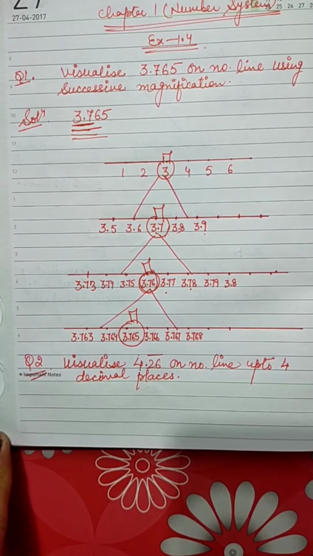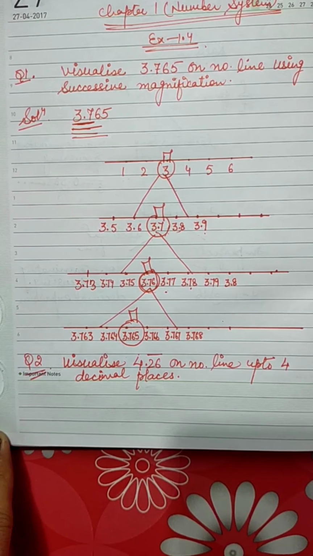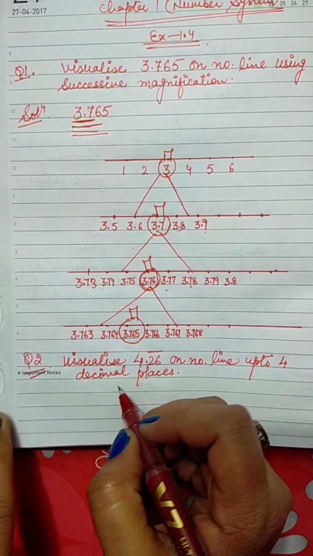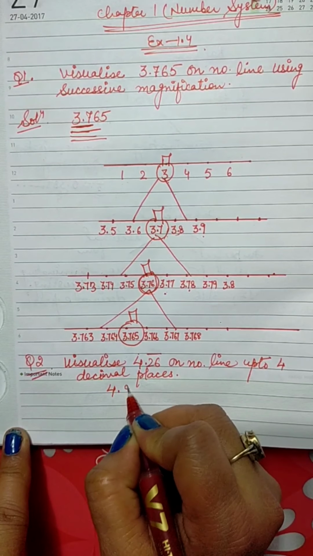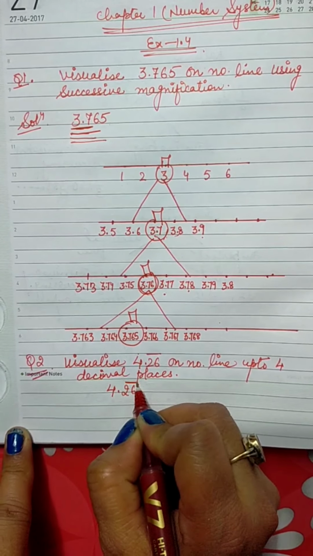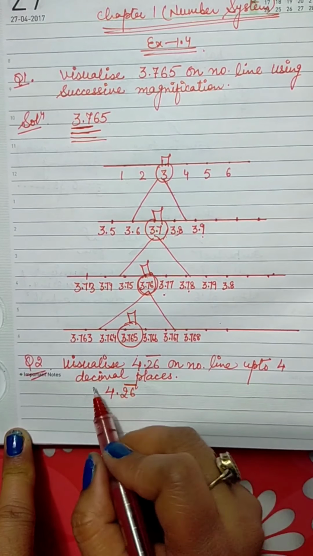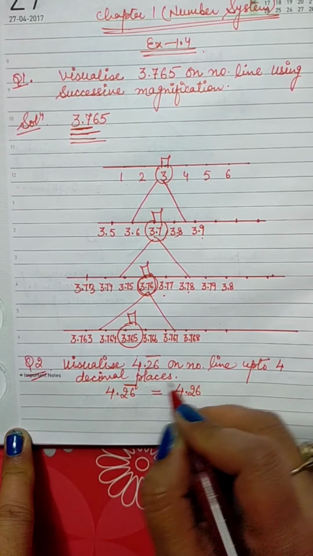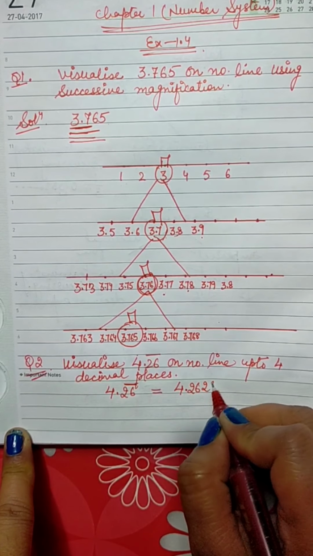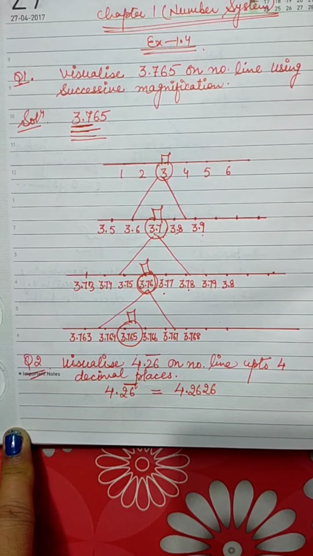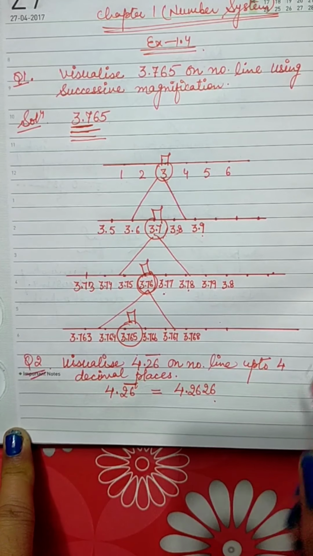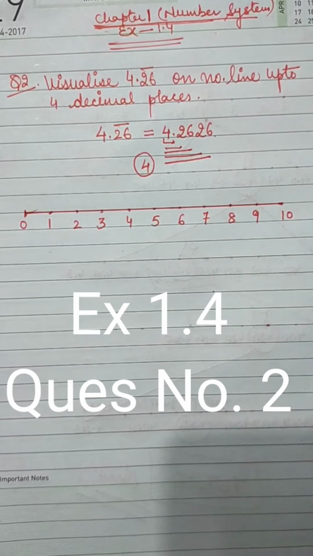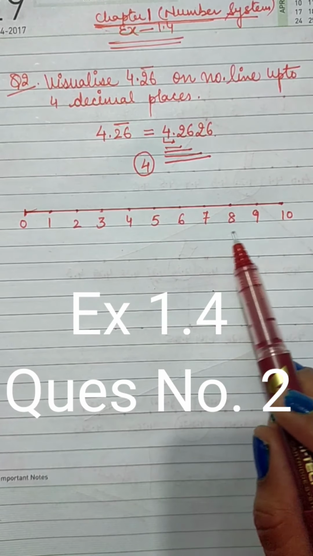Now the next question is: visualize 4.26 bar on the number line up to 4 decimal places. So the given number is 4.26 bar and we have to visualize up to 4 decimal places. That means we can write it down. 4.26 bar, the bar is on 26, so 26 will be repeated. Up to here we have to visualize, and we have to visualize the way we have done in the previous question. First you can see we have taken a number line having some digits written over it.